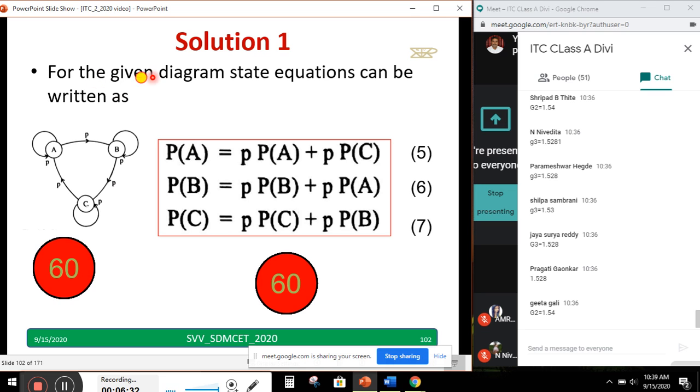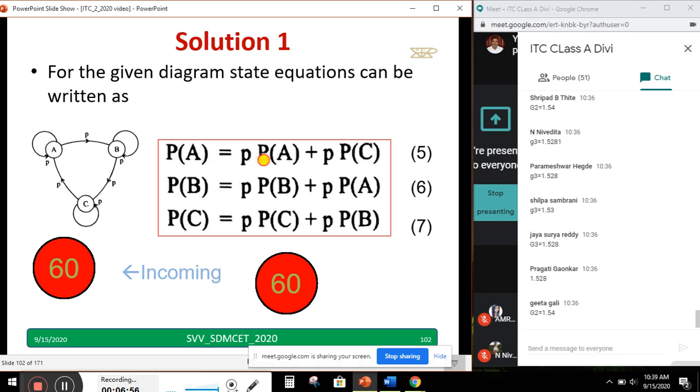Now for the given state diagram, equations can be written as probability of A equal to P into probability of A plus P into probability of C. How to write? See here. One common idea I will give you: consider incoming. Don't write this in the exam, it is for your convenience. Consider the incoming and write down probability of A equal to.